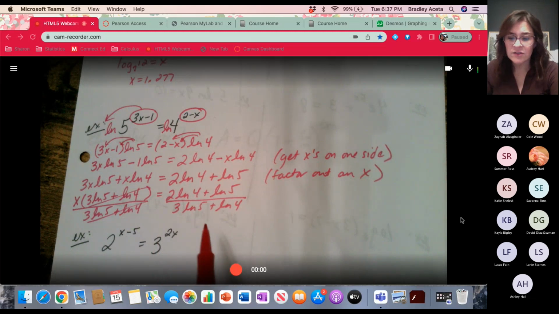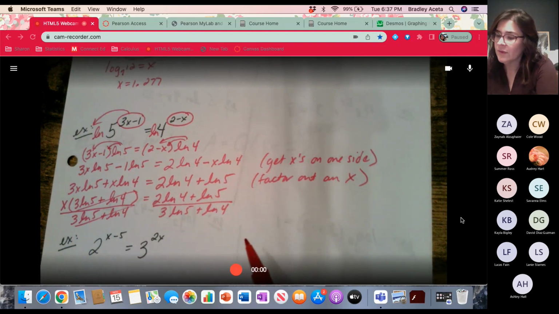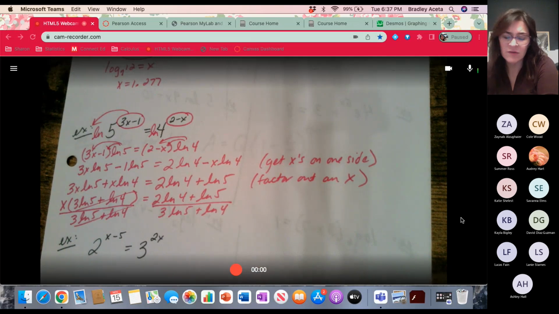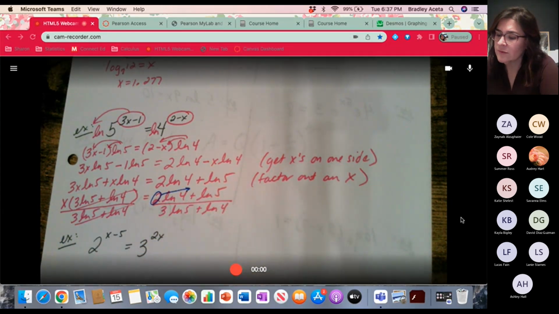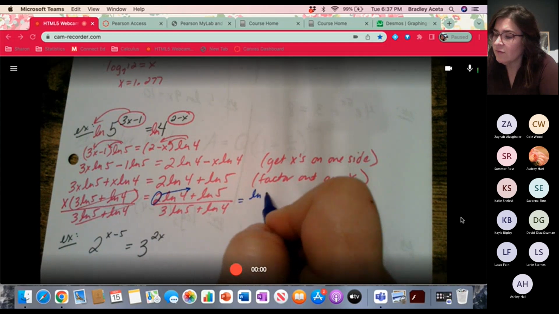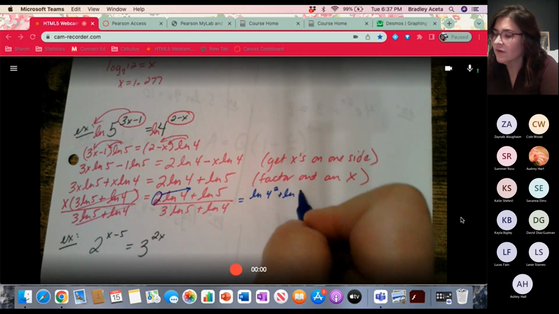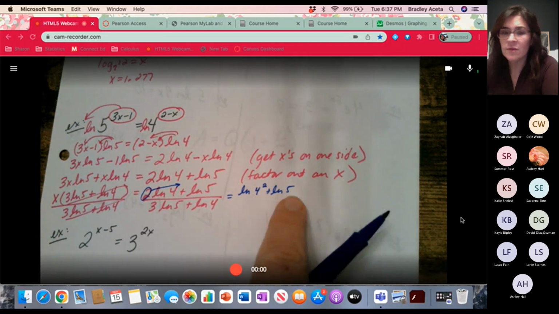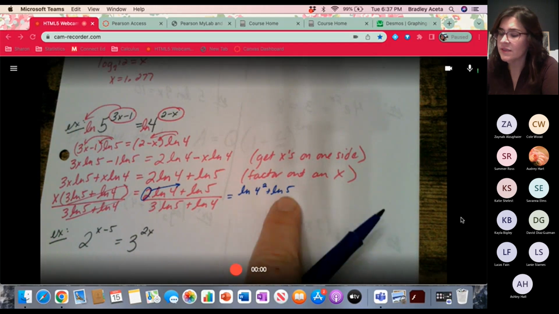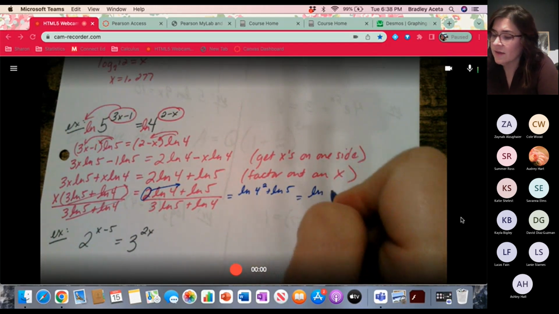Now, they are going to ask you to clean this up. So they do want you to write this in an exact form. I believe they do. And if you don't remember how to do that, it's condensing. It's what we learned last class, meaning you take the 2 and you bring it up here. So that would be the ln of 4 squared plus the ln of 5. And when you add 2 logs, what do you really do with those two numbers? You multiply them. So 16 times 5. So that's the ln of 80.